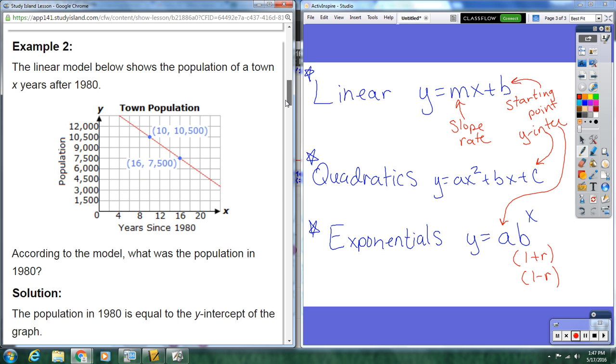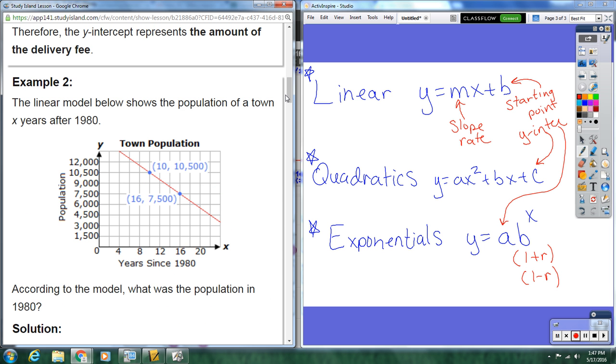The linear model below shows the population of a town X years after 1980. What's happening to the population? Decreasing, because we know that is a negative slope, it's going down. Alright, so according to the model, what was the population in 1980? We gotta be careful here. They're saying the population of town X years after 1980. So where is 1980 represented on this? Look at zero, right? That's our starting point at 1980.